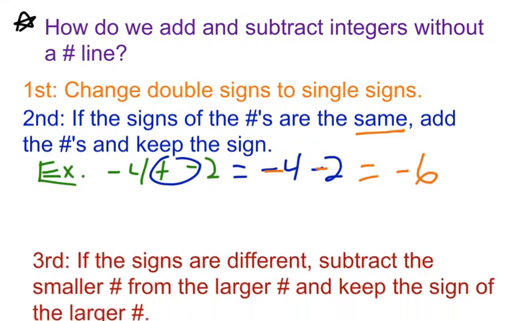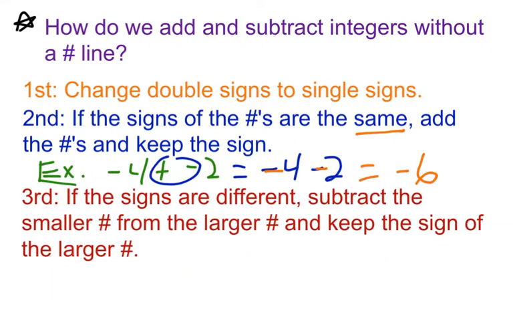Alright, and then just one more step, and this is if you have signs that are different. So if the signs are different, we're going to subtract the smaller number from the larger number, and then we're going to keep the sign of the larger number. And by larger, I mean the number with the greater absolute value. So for instance, -8 is larger than 4, because it's 8 away from the 0 on a number line, whereas the 4 is only 4 away.